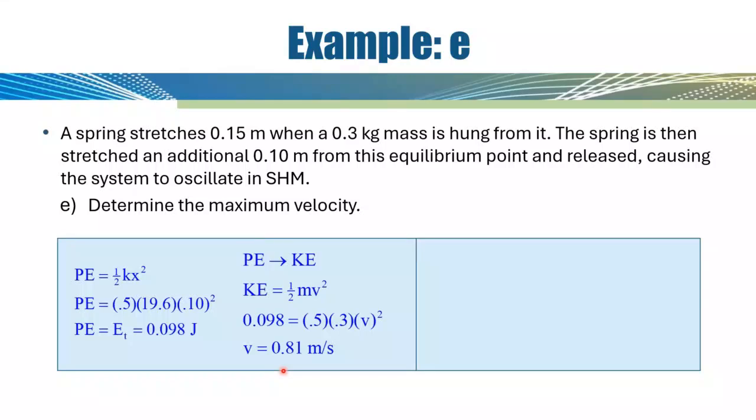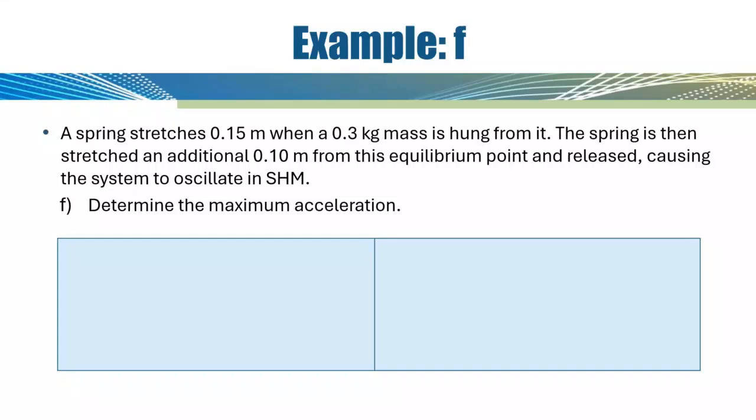But another way to answer this question is to use our new relationship where velocity equals the amplitude times the angular frequency. Amplitude is 0.1, angular frequency is 8.08, and we also get a velocity of 0.81 meters per second. Either way is fine, but maybe you'll find the new way a little bit shorter. Letter F says determine the maximum acceleration. Again, let's find the answer two different ways.